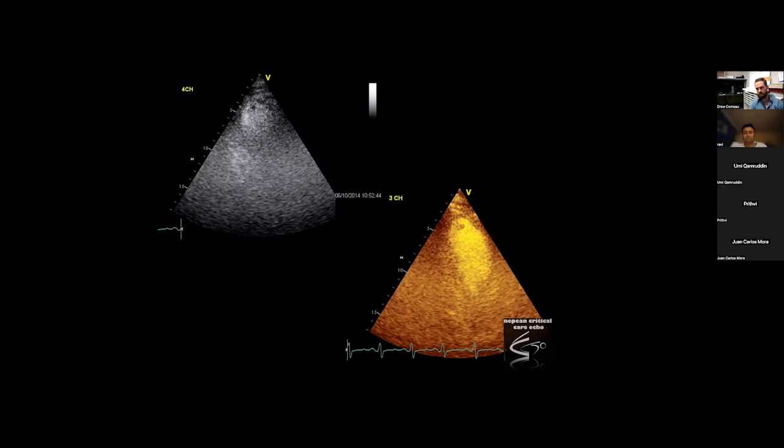Oh yeah, I did see that as well. I wrote that down on my list. From the contrast, there was a small apical thrombus.